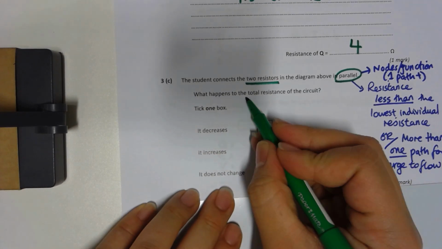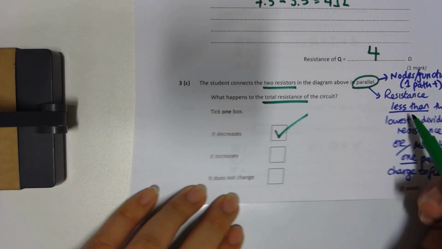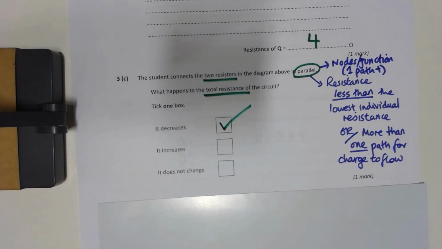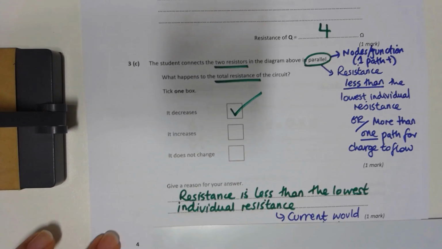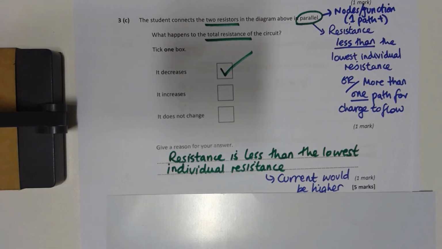So what happens to the total resistance of the circuit? Well, it will decrease because it's less than the lowest individual resistance. Give a reason, as I said here, resistance is less than the lowest individual resistance. So current is going to increase because they are inversely proportional.